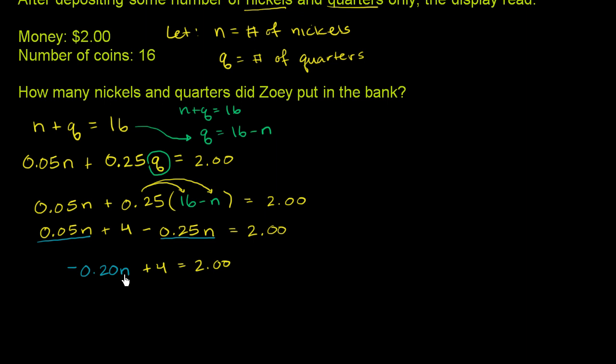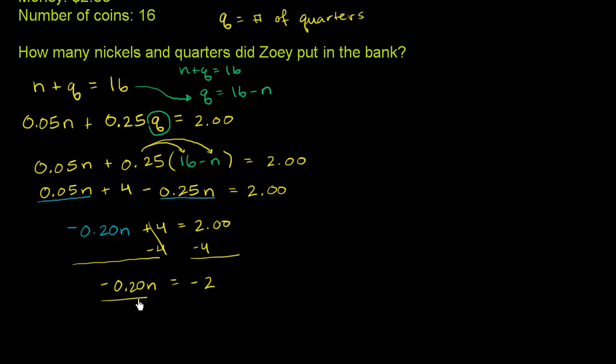Now we can isolate the n on the left-hand side by subtracting 4 from both sides. We are left with negative 0.20 n is equal to 2 minus 4, which is negative 2. And then we can divide both sides by negative 0.2. We're not going to go too deep into significant digits; we're assuming that we have infinite precision on everything. So negative 2 divided by negative 0.2. The negatives cancel out, and 2 divided by 0.2 is just going to be 10. n is equal to 10.